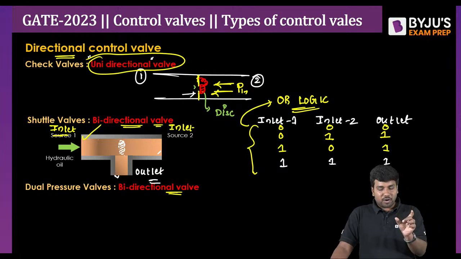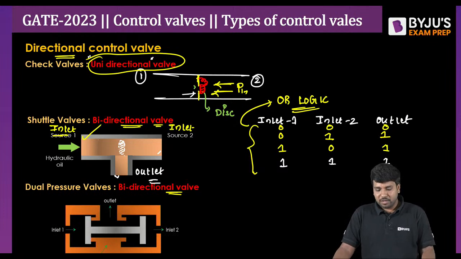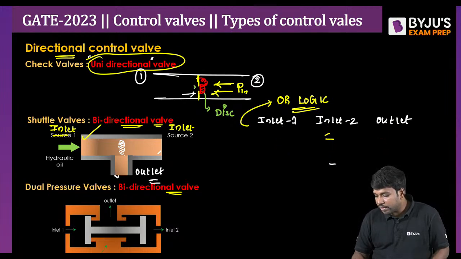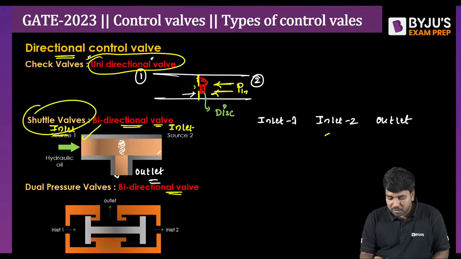So the dual pressure valve is also a bidirectional valve. Now if you see the construction, it looks something like this. It's very easy. Now let me take the same table here because it's done already, and we have concluded clearly that the shuttle valve represents the OR logic here. So let me write this down as OR logic here.